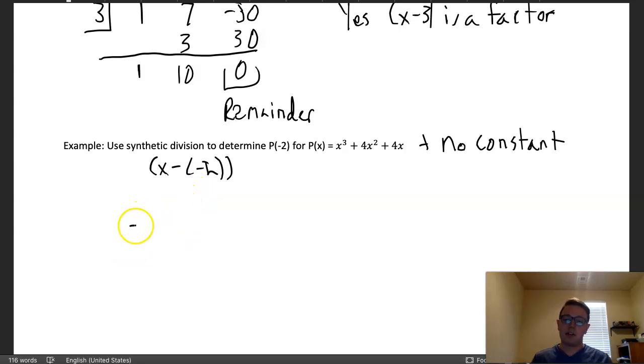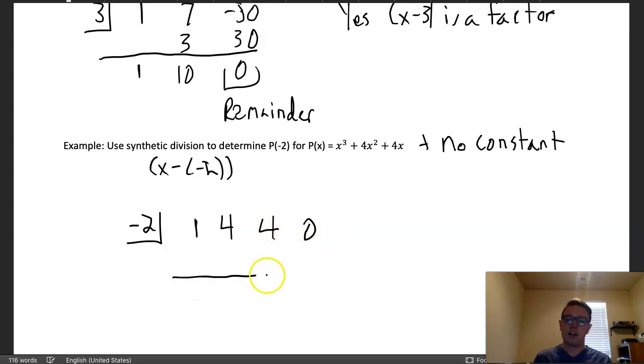For this, we're going to put negative 2 in our box, because we're looking for p of negative 2, and we'll put the polynomial in. Our coefficients are 1, 4 for the x squared, 4 for the x, and we have no constant. We're going to bring down the first one. 1 times negative 2 is going to give us negative 2. 4 plus a negative 2 is going to give us a positive 2. We're going to have 2 times negative 2, or negative 4. 4 plus negative 4 is going to be 0. So we'll end up with 0 and 0.